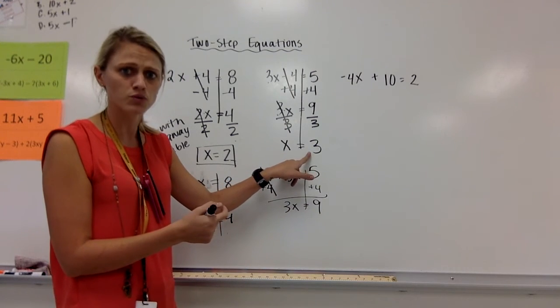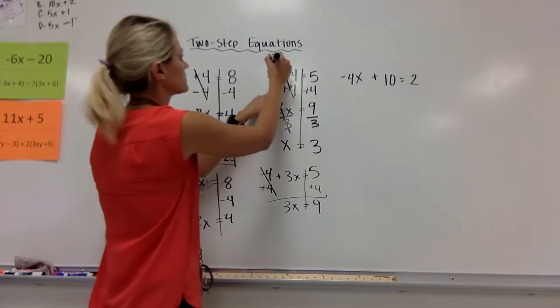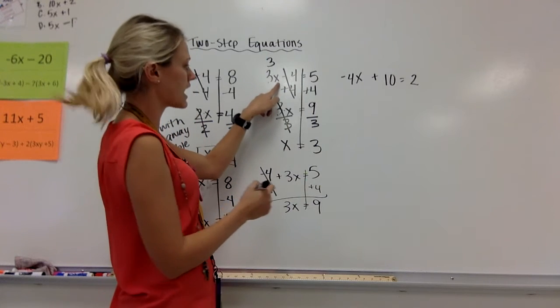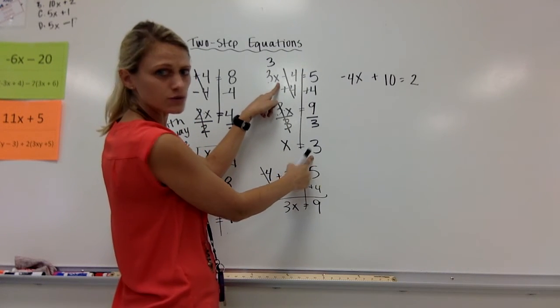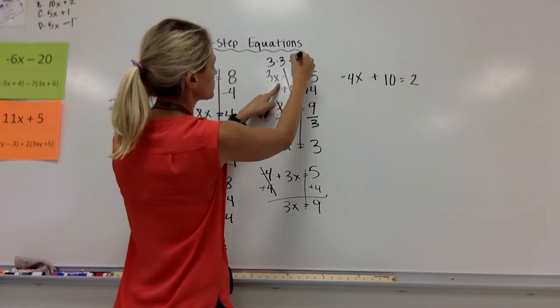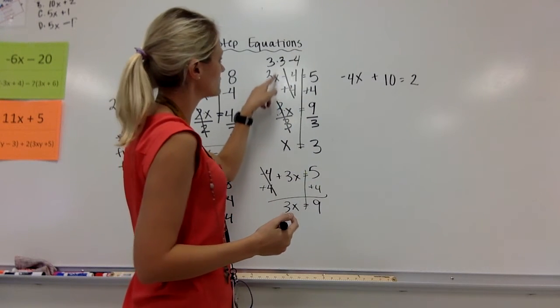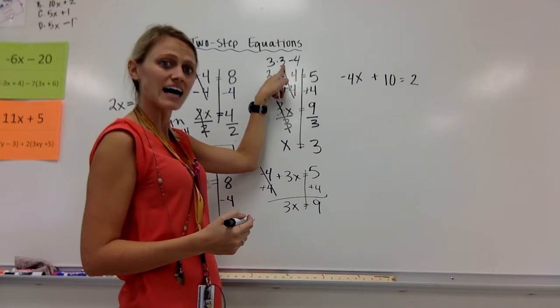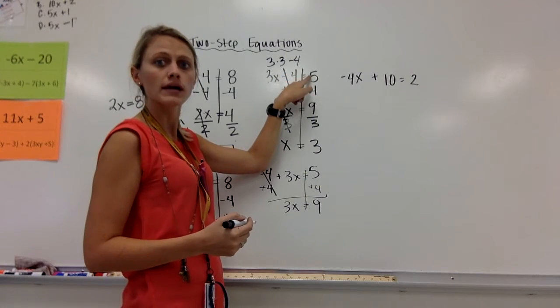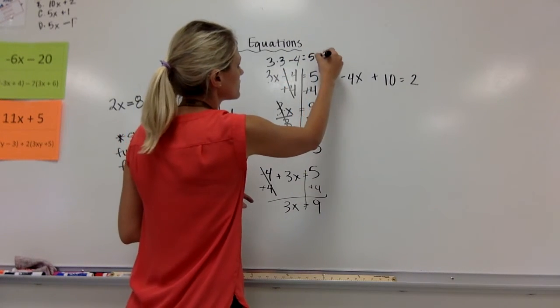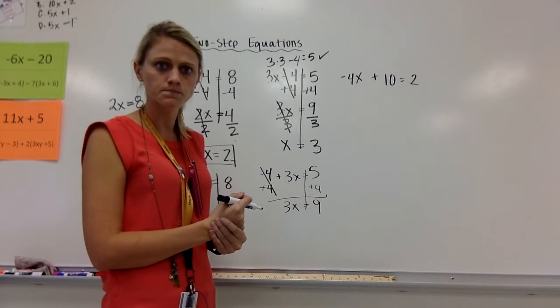So I got x is 3 real quick. I can go check it, right? So I can come up here, 3 times x. Let's see if 3 works. 3 times 3 minus 4, right? 3 times 3 is 9, minus 4 equals 5. That's correct. I'm good to go.